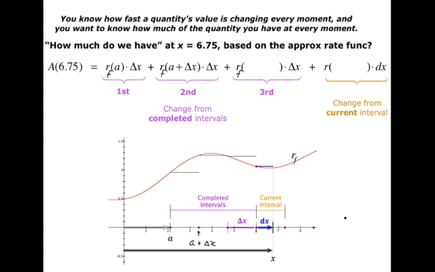Okay, what about the left side of the third interval? What is that x value right there? Right, so to get to the left side of the third interval, we need to go across 2 intervals. That gets us to the left side of the third interval. So a plus 2 delta x.